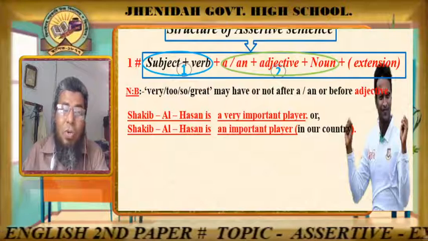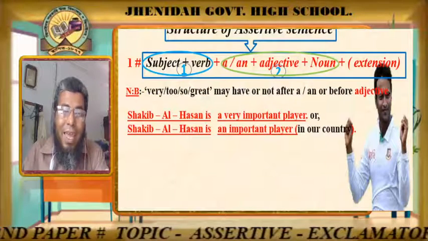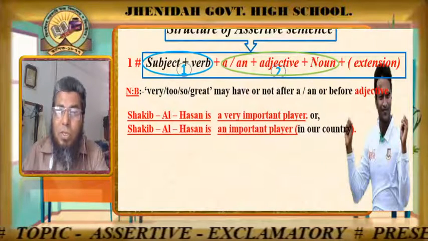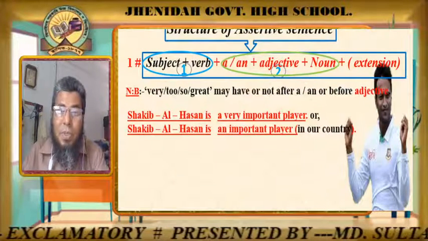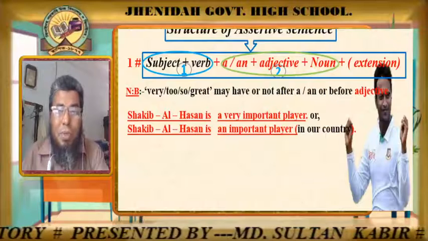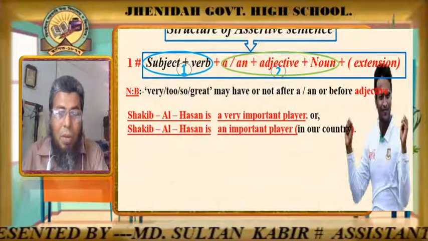A very important player or an important player in our country. This is the second portion. So now how can we change such types of assertive sentence into exclamatory sentence? Look.